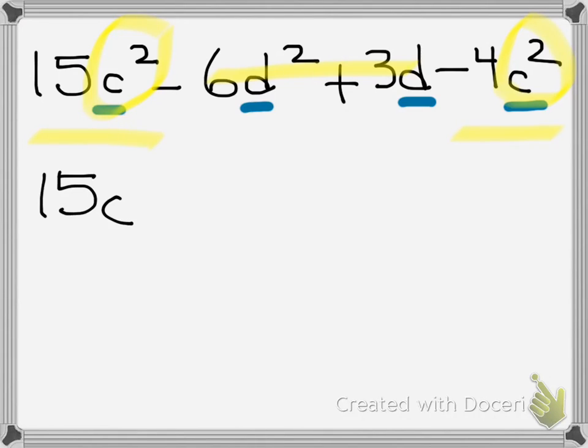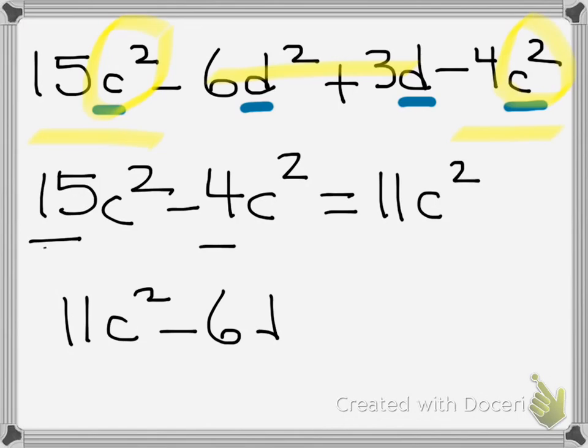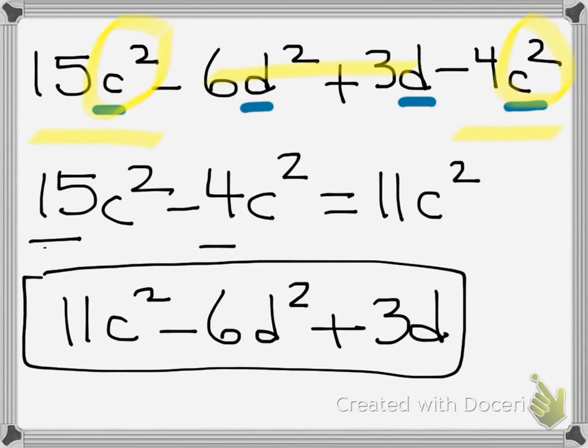So I'm going to do 15C squared minus 4C squared. Basically, you're just taking the 15 minus the 4, and you're adding the C squared to it at the end. So 15 minus 4 is 11C squared. And then since I couldn't combine the other 2 terms, I'm going to just rewrite them how they were given to me. So 6D squared plus 3D. I've combined what I can, and that is as simplified of an expression as I can get.